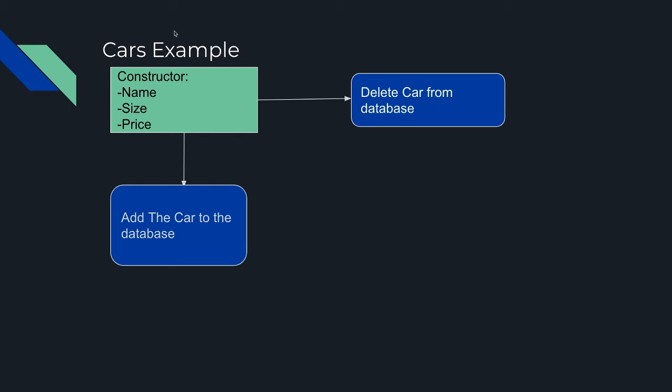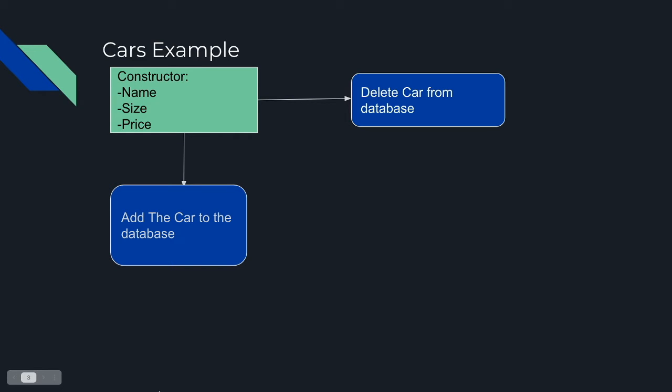Let's suppose I'm a car company. Now, as a car retail company, I want to build an object-oriented program that can help with adding car data to databases as well as deleting it from databases. So, first I'm going to make my constructor. A constructor will have three attributes: the name of the car, the size of the car, and the price of the car. Of course, if this was a real life situation, it would be a bit more complicated than this. But for the sake of this video, let's continue.